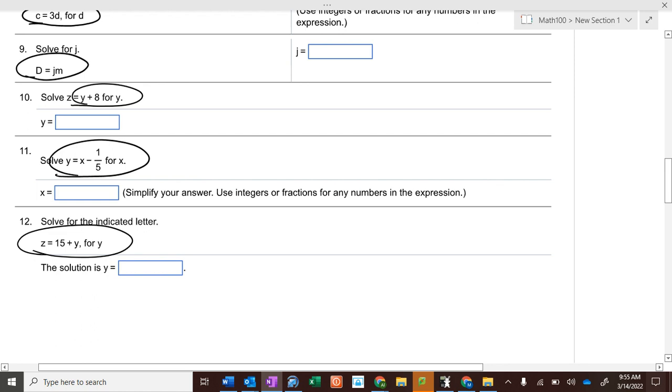Okay, so that's the type of stuff you'll be doing today. Quite a few word problems to work through, and then some solving for variables. Okay, we will have a quiz over this on Wednesday. Quiz on Wednesday over this stuff.